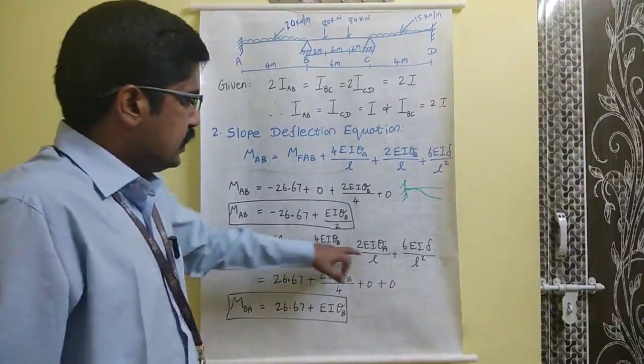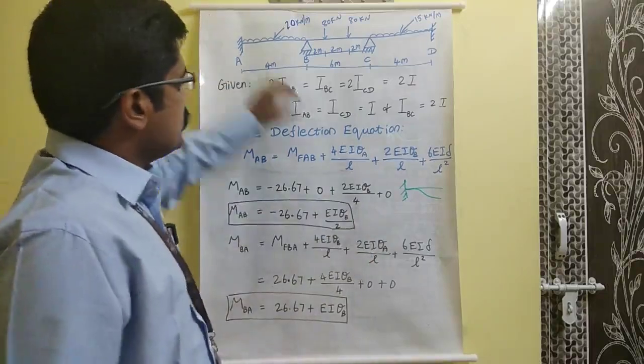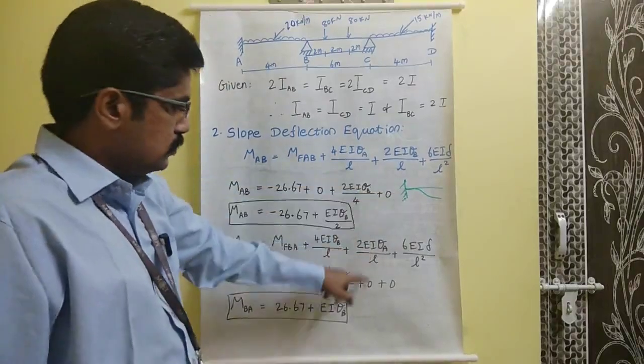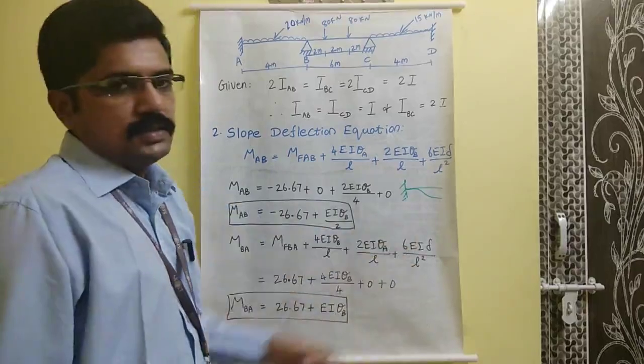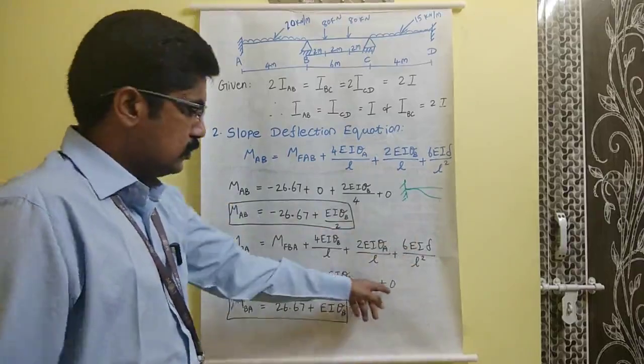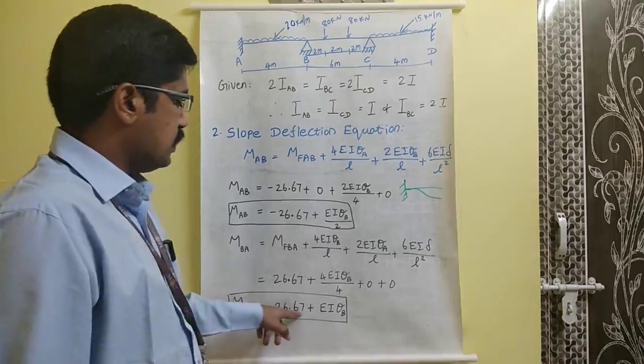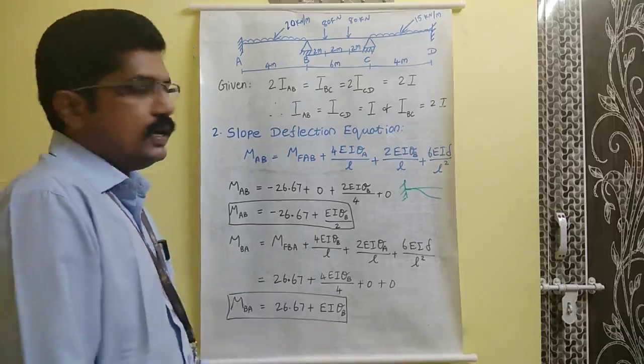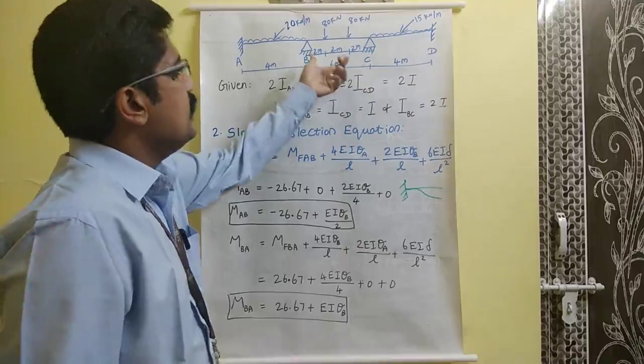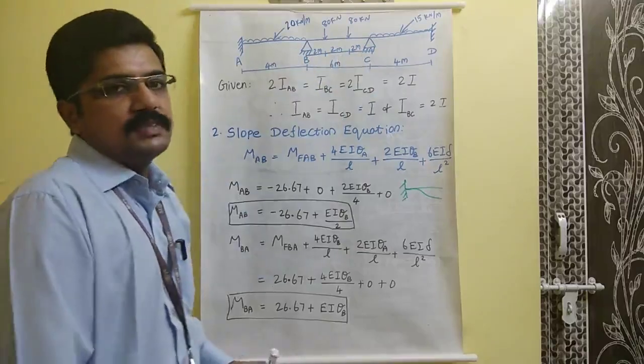As already mentioned, at A the rotation theta A is 0, and in 6EI delta there is no sinking of support, so it is also 0. By simplifying, we get MBA equal to 26.67 plus EI theta B. Next we need to take the member BC and calculate for member CD.